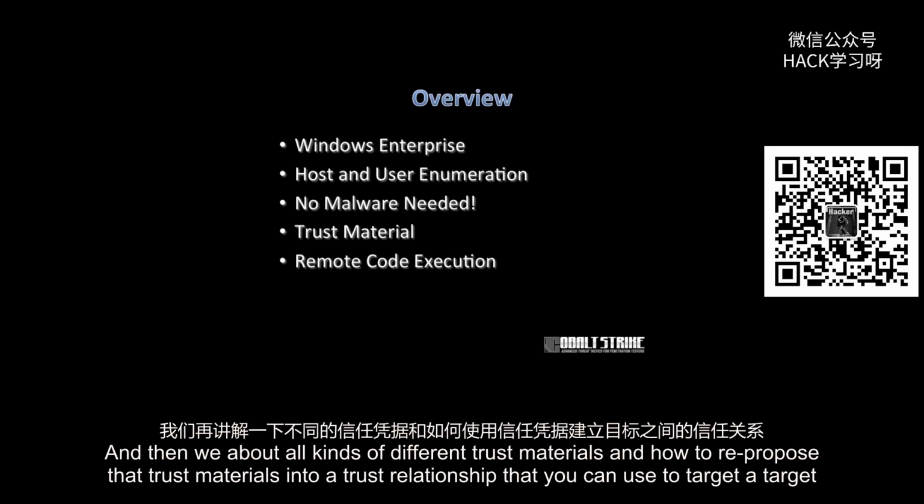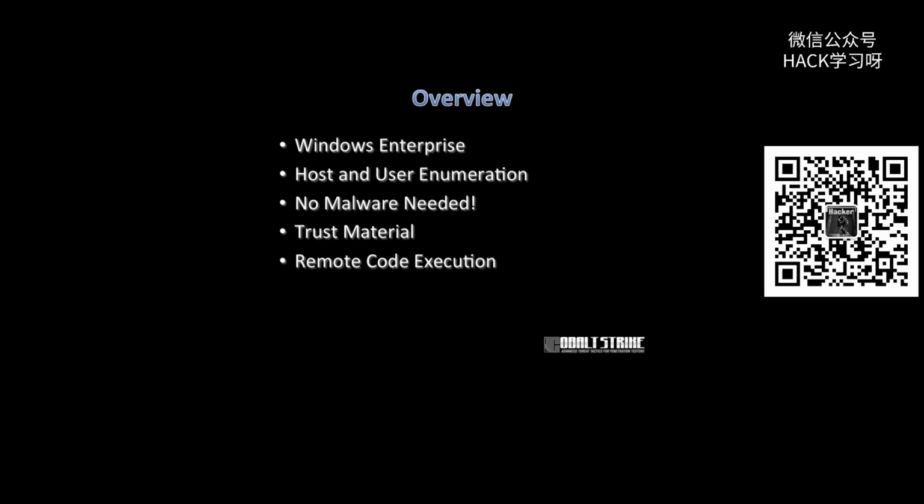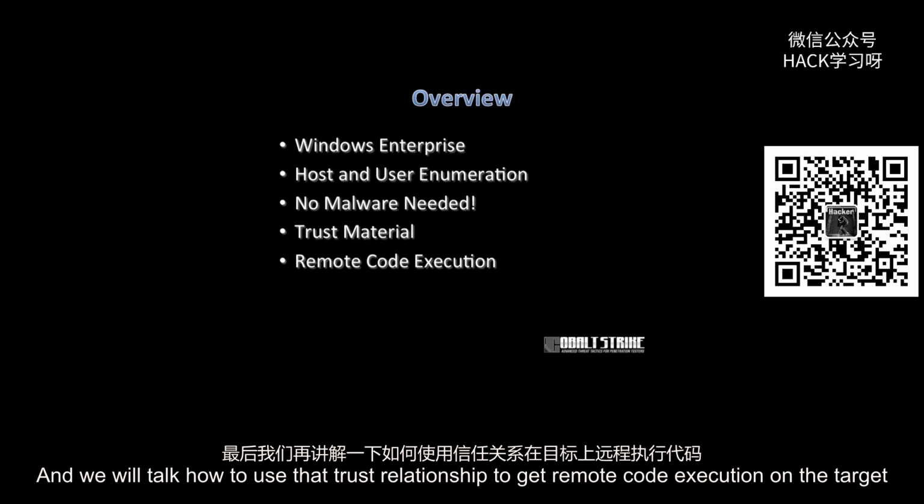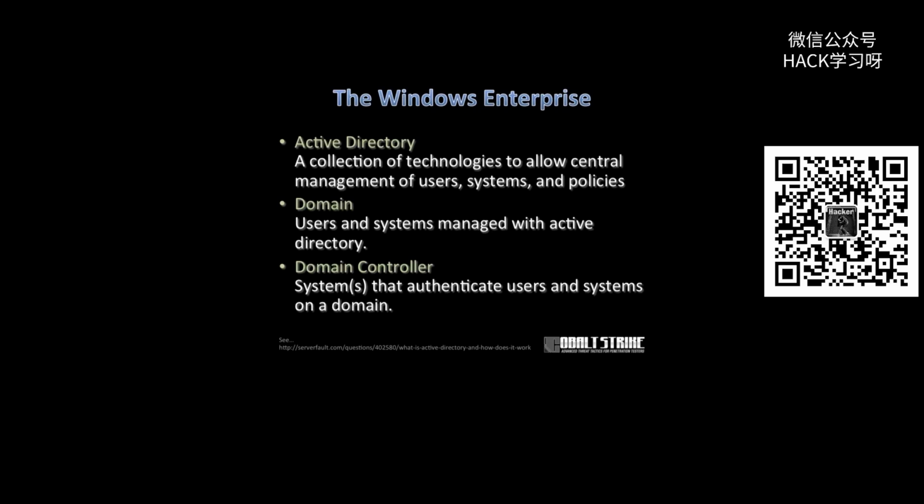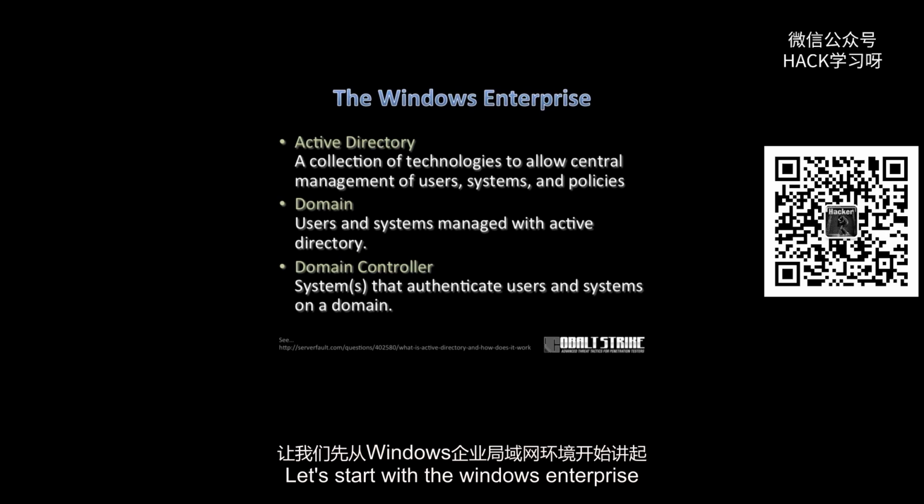We'll then talk about all kinds of different trust material and how to repurpose that trust material into a trust relationship that you can use to attack a target. And we'll talk about how to use that trust relationship to get remote code execution on a target. Let's start with the Windows Enterprise.